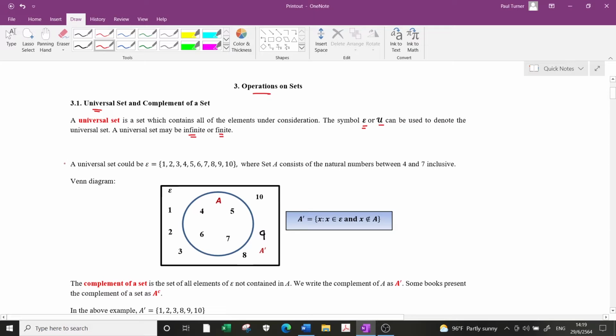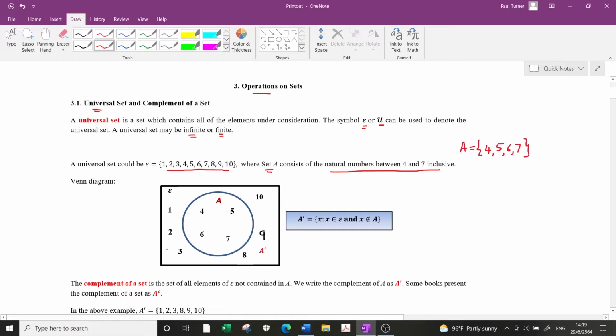Let's look at this example. The universal set could be the numbers 1 to 10, and these are positive integers or natural numbers. And we'll define set A as the natural numbers between 4 and 7. So set A are the natural numbers between 4 and 7 inclusive. So we include the numbers 4, 5, 6, and 7.